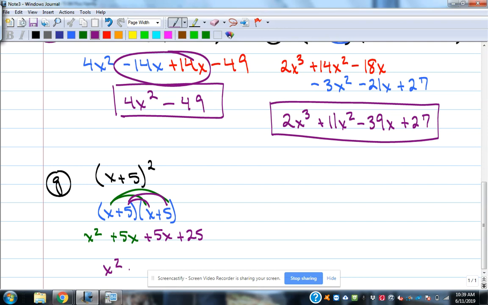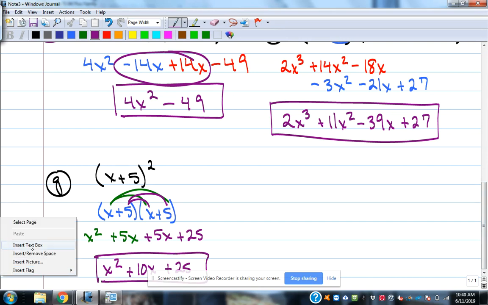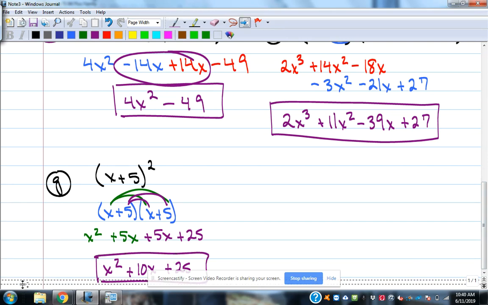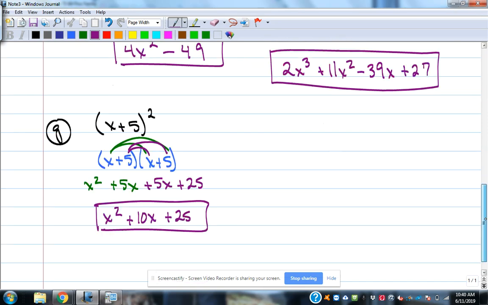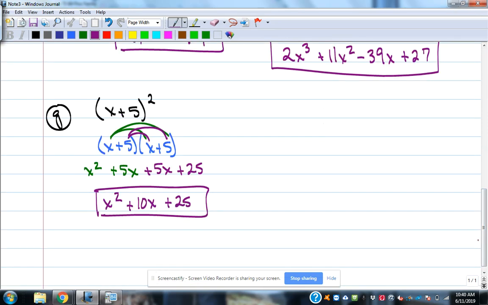And we get x squared plus 10x plus 25, which is a little bit different than if we'd have got just x squared plus 25. You got to be careful of that. It's a very common mistake to just say x squared plus 25, but then you would be missing this 10x. Okay, so don't miss the 10x. It's in the middle. Same idea here.